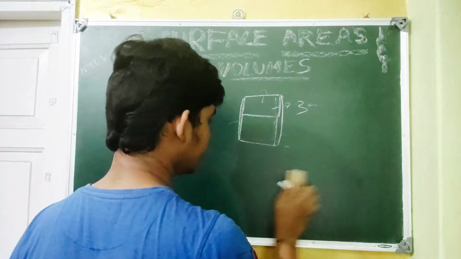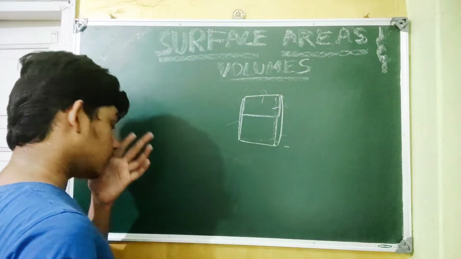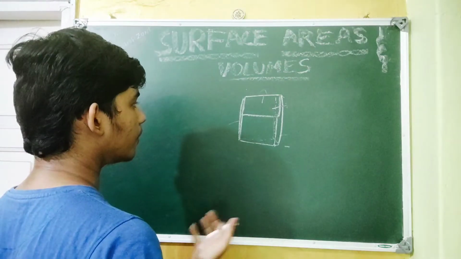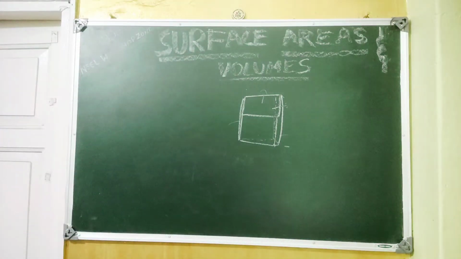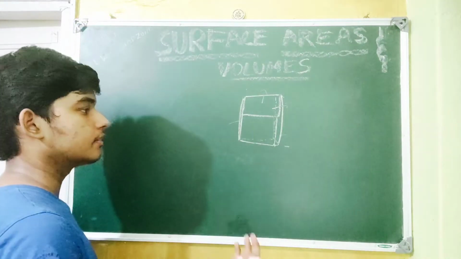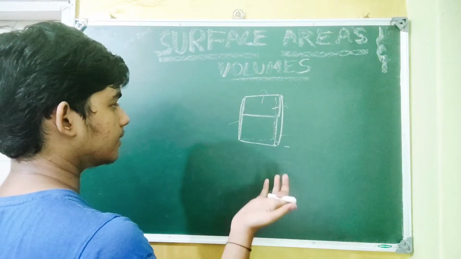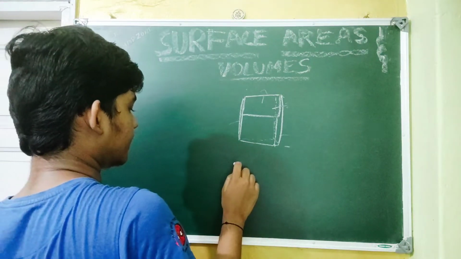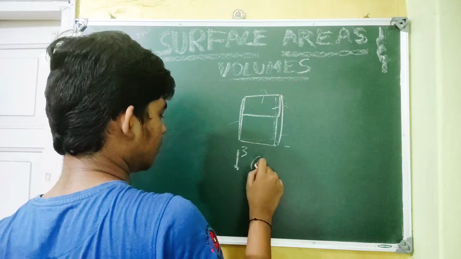Now let's say we need to find out the volume of the cube. To find out the volume of a cube, obviously we need a formula, and that formula will probably be obtained if you basically multiply the base into height. So by multiplying the base into height, we'll get L cube, or side cube.